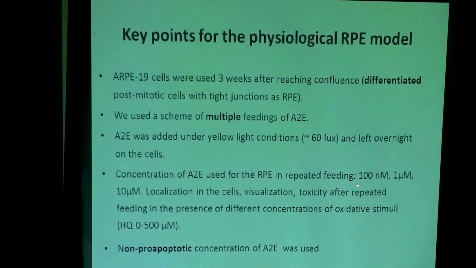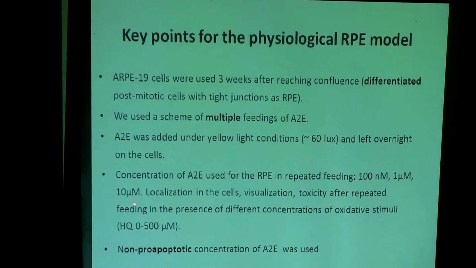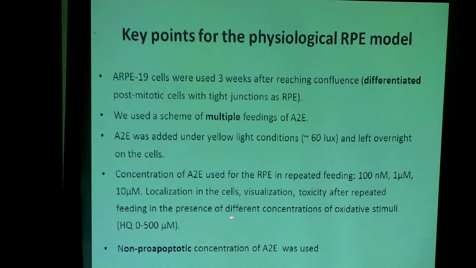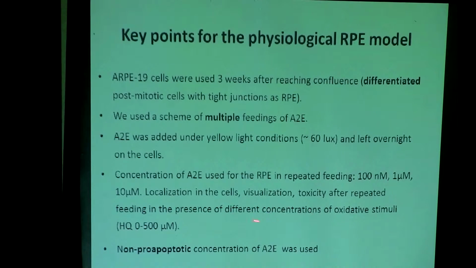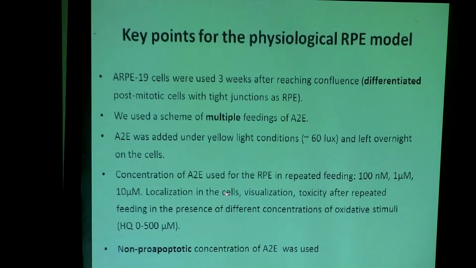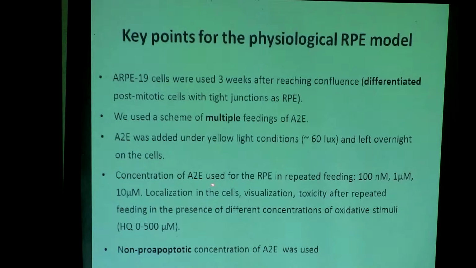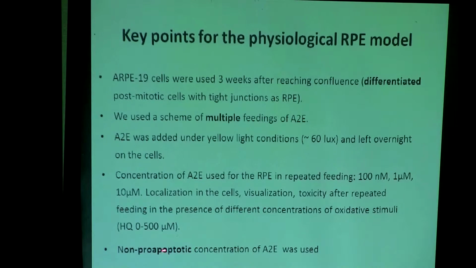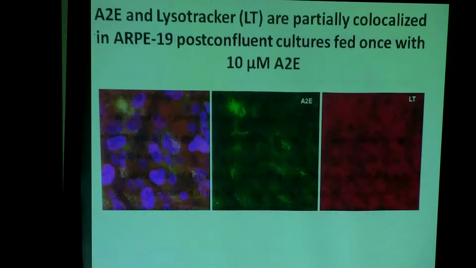And we looked through different concentrations of A2E and looked for localization and toxicity, even in the presence of different concentrations of stress stimuli. So we try to see not only that we don't see apoptosis, but also that cells do not become more sensitive to stress in the presence of A2E. So we use a non-pro-apoptotic concentration of A2E.